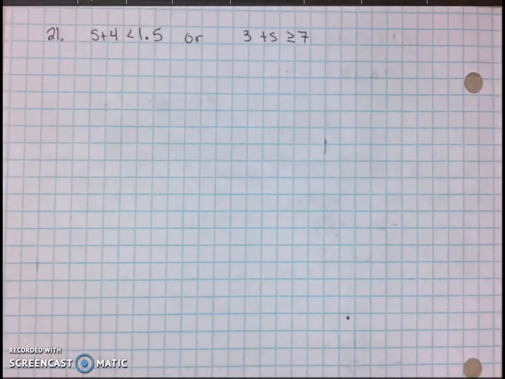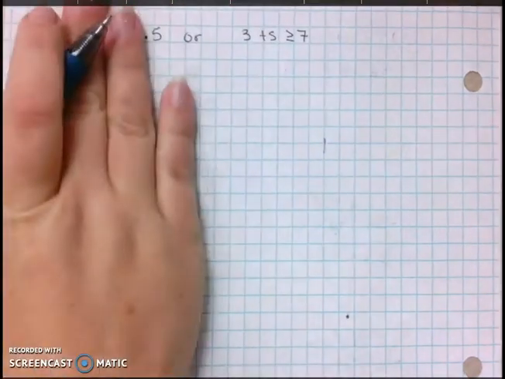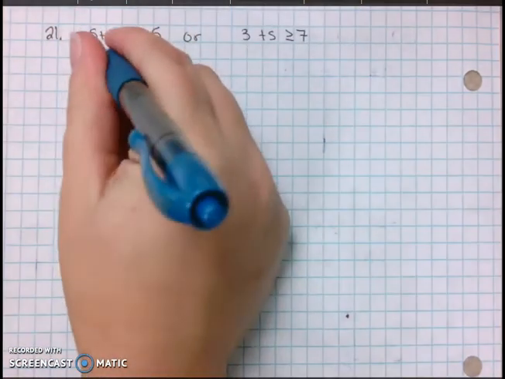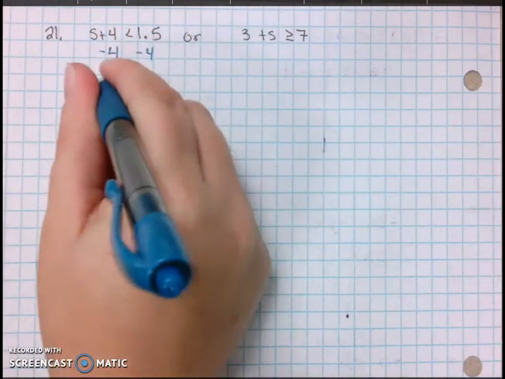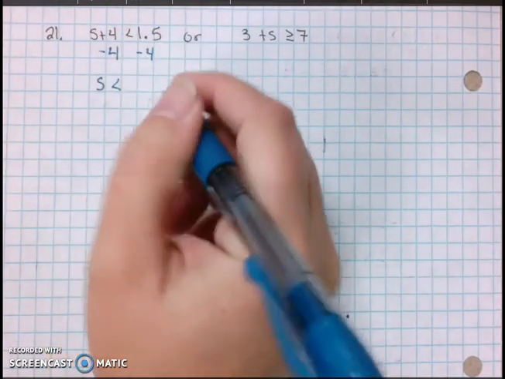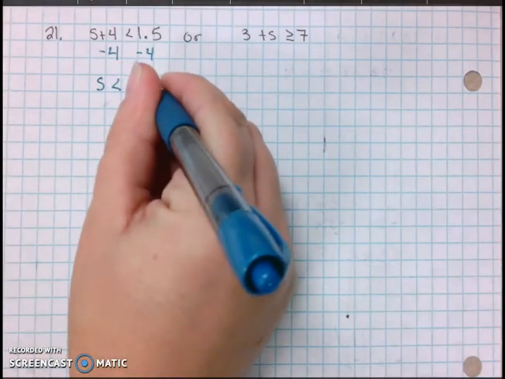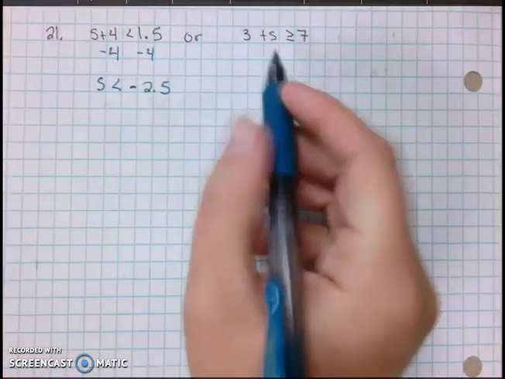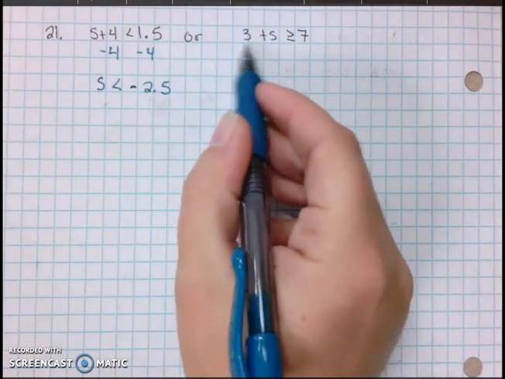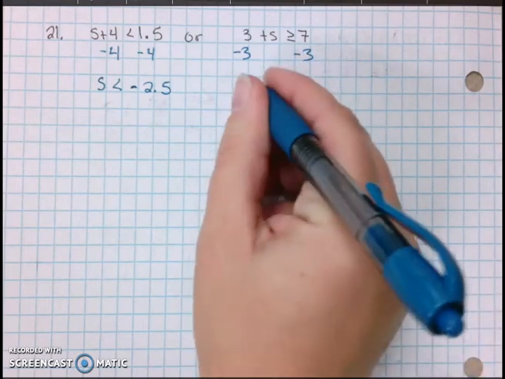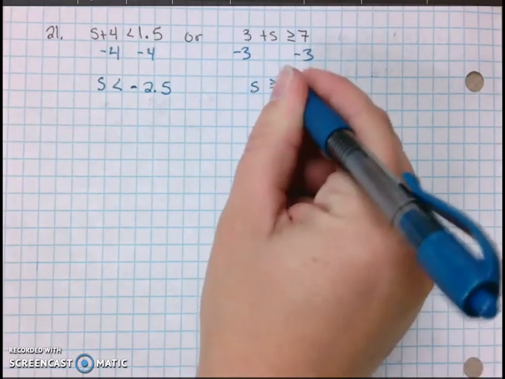Alright, so 21 is an OR. So we just treat these separately. So I first solve this inequality. S plus 4, so I'm going to subtract 4 on both sides. And I get S is less than negative 2.5. Okay, and then this one. So we have 3 plus S. To get S by itself, we subtract the positive 3. So S is greater than or equal to 4.